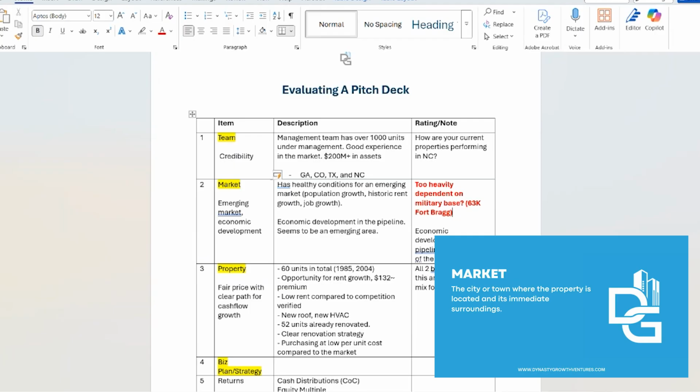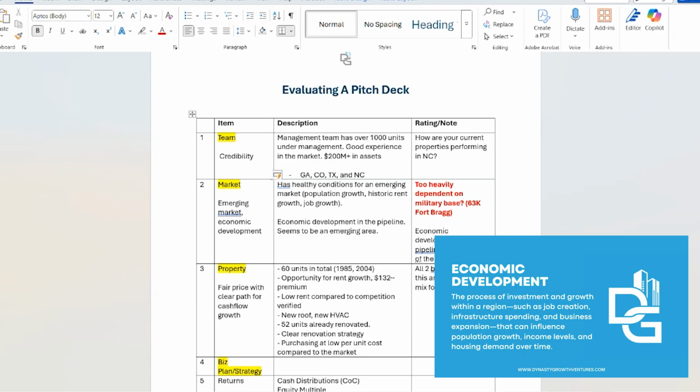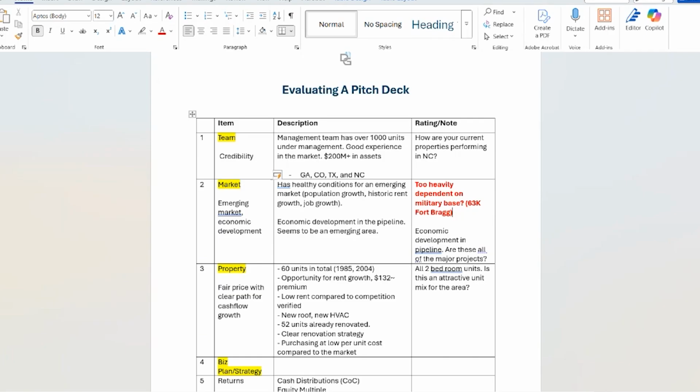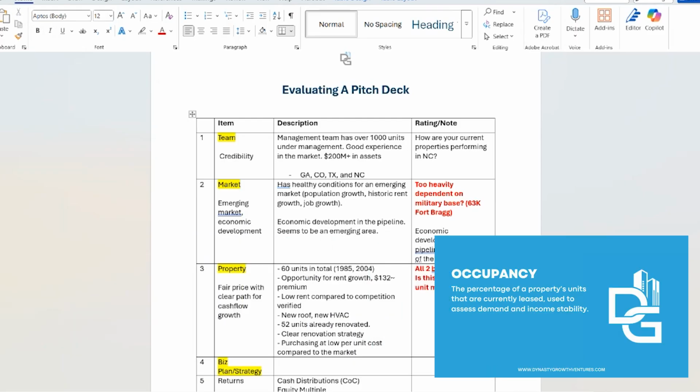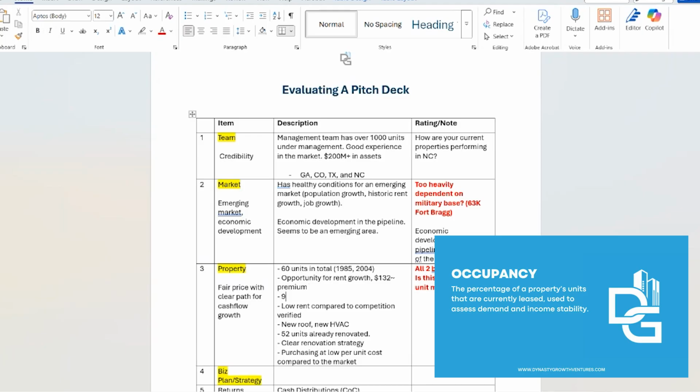There does seem to be some economic development in the area, in the pipeline, down the line, which is good for our property. But we want to know what other major projects are going on that can stimulate demand for the area. Now, the property itself, 60 units, all 2 bedrooms, which could be a red or yellow flag. We want to make sure it's an attractive unit mix for the area. But given the occupancy, I'll say it is. I believe our occupancy was 92% or 94%.